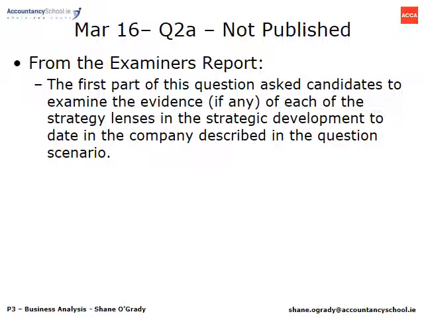Okay, so unfortunately the most recent question on the strategy lenses was not published. March 16, question 2A. The only thing we do know from the examiner's report is as follows. The first part of this question asks candidates to examine the evidence, if any, of each of the strategy lenses in the strategic development to date in the company described in the question scenario. So again, this is nearly hinting at a deeper understanding of these lenses: it is not really suitable for an organization to slavishly follow just one of the lenses. Now, there might be very much a need for them to have one of the lenses dominating how they view strategy.